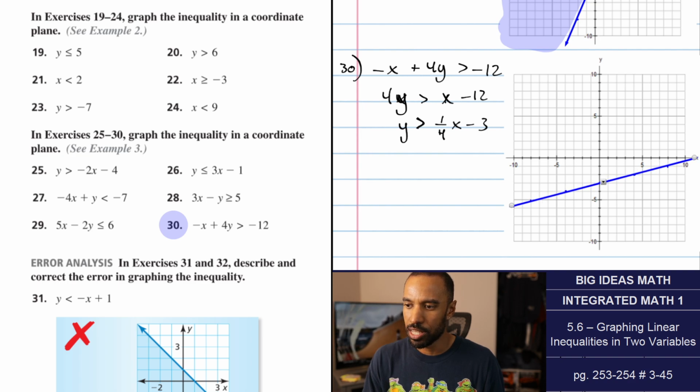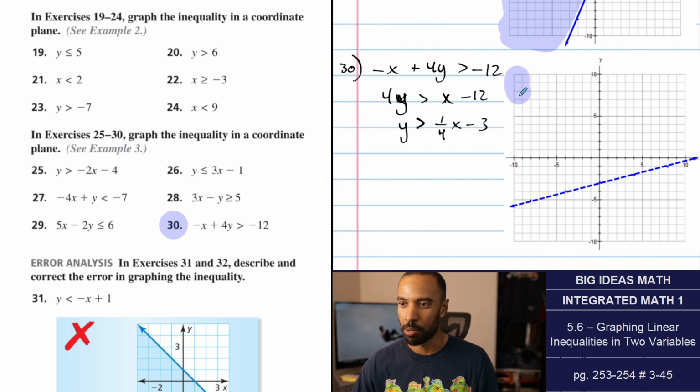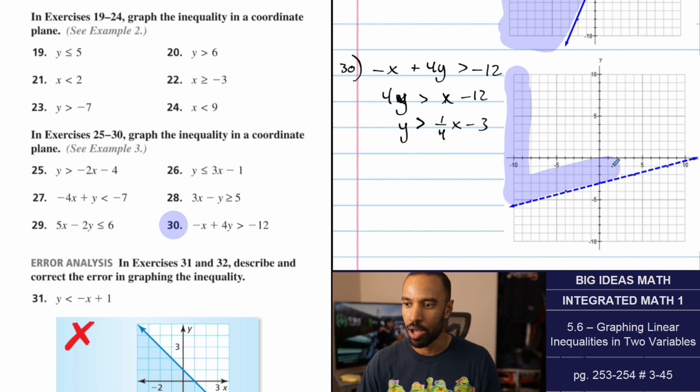Anywho, let's dash this thing up. Everyone's special dash. All right, shade above. Do we trust a shade above? Well, I don't know. Even if you don't trust it, test 0, 0. Is 0 greater than -12? Yeah. Well, then we shade on the side of 0, 0.